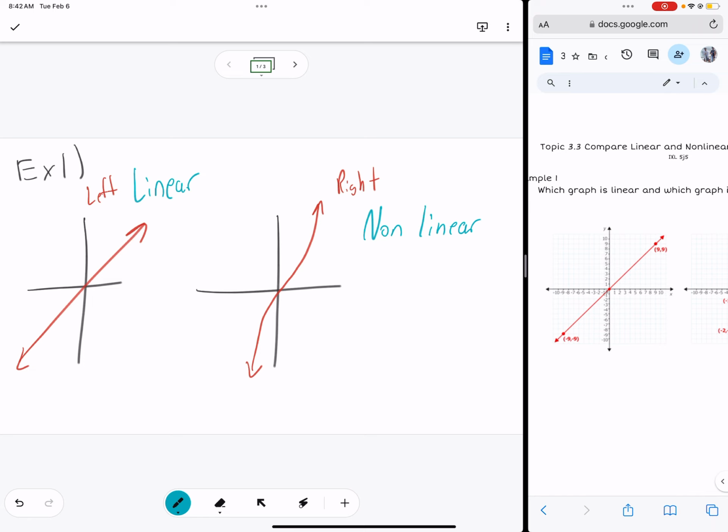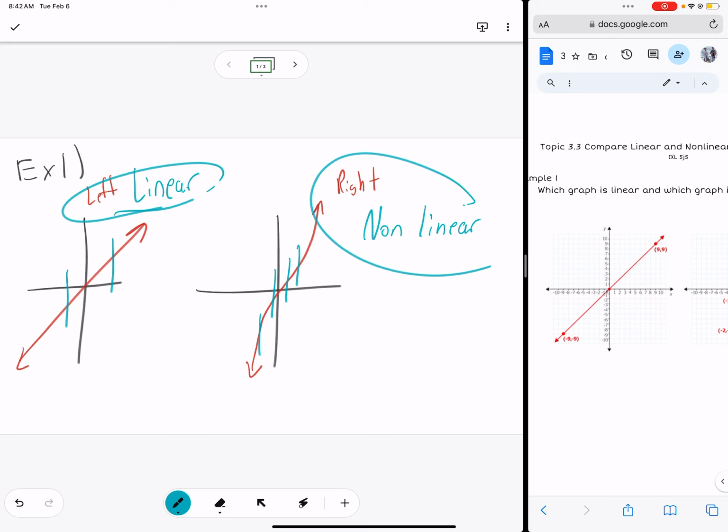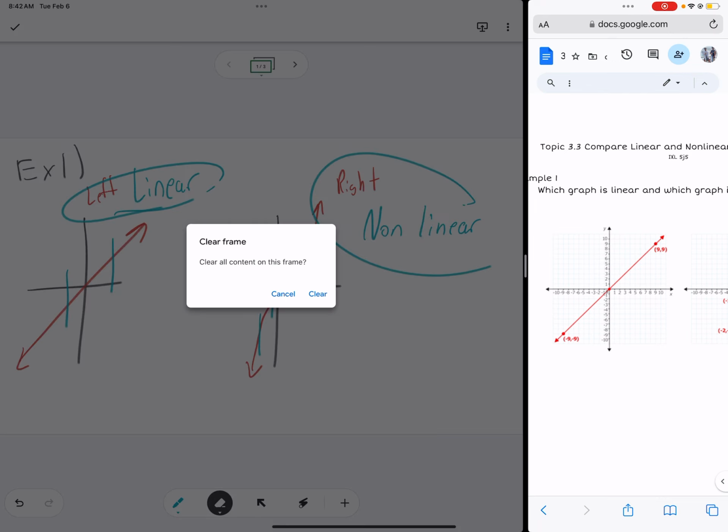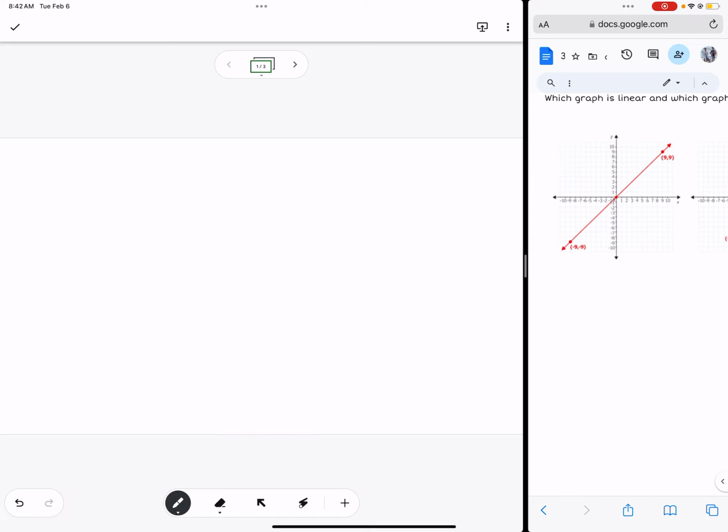Now, are they both functions? Yeah, they're both functions because there's not a point where they're vertical. They all pass the vertical line test. It doesn't bend over on itself. It doesn't double back on itself. So the answer right here is the left one is linear and the right one is nonlinear. Why? Because one's a straight line and one's not a straight line. So super simple. Right? We're able to look at a graph and say, oh okay, that's linear.